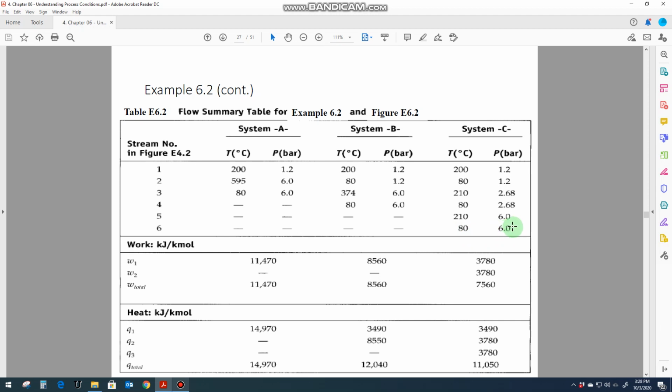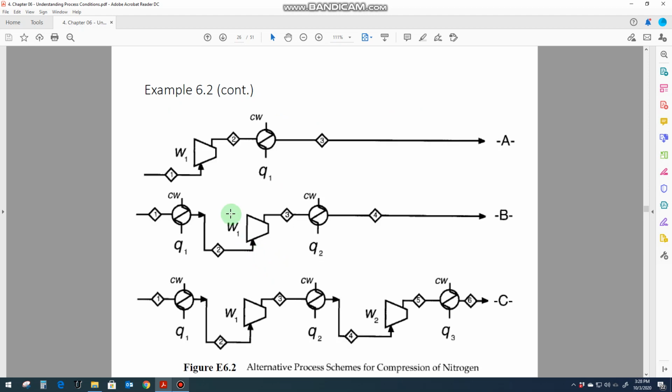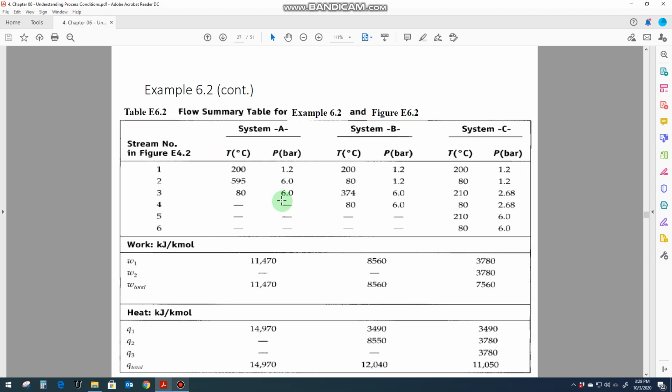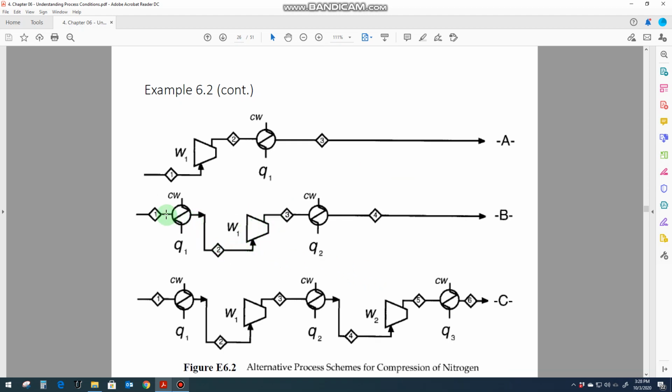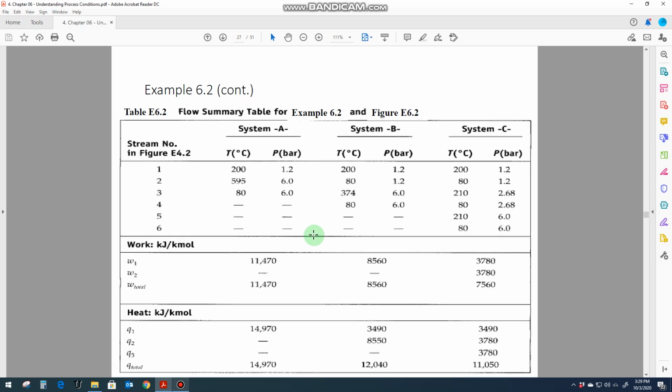Okay, so these are the three alternatives, and for these three alternatives we calculate the work done by the compressor. In system A there was only one compressor, and you can use the equation to calculate W1. In system B there is only one compressor, but the inlet stream is cooled down compared to this one, so that will give you a different value for the compression. Obviously you would see a reduction in the work, because the inlet temperature to the compressor in case B is less, so you have to spend less work on that compressor.